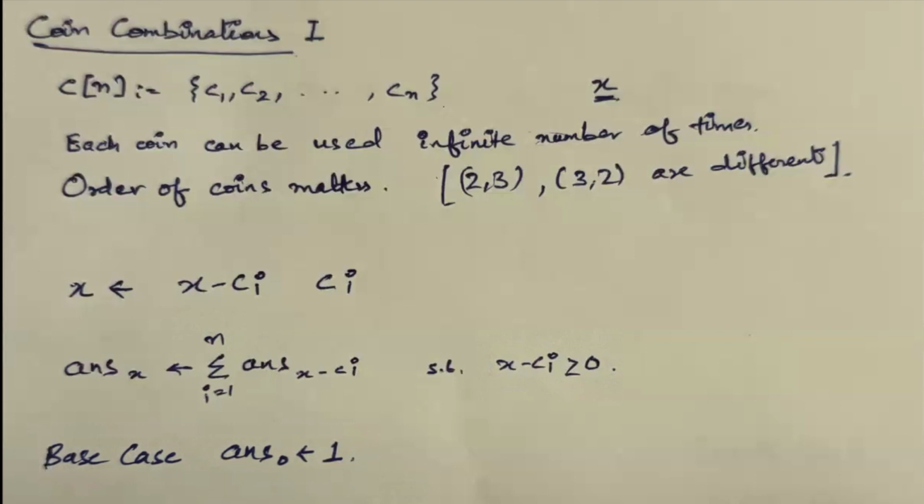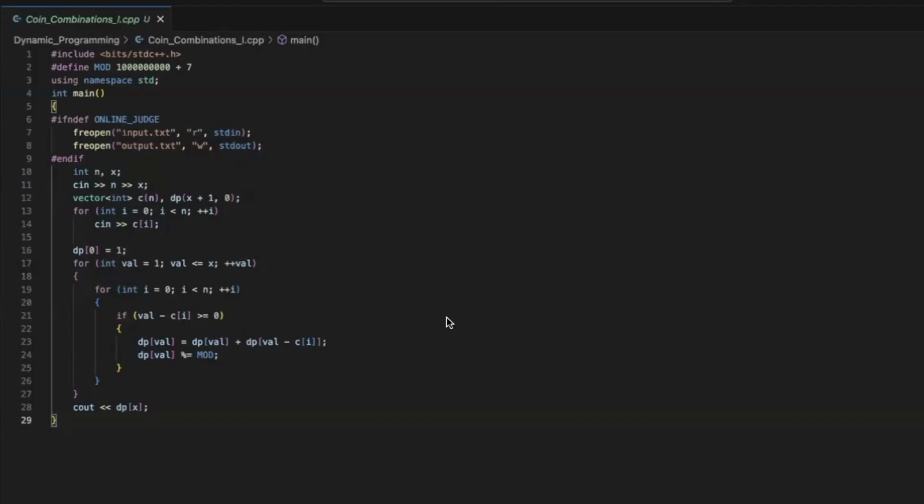Let's move on to the code and see how we'll code this. So here's the code. We are doing pretty much the same thing which we did in the earlier problems. We have an array of coins and a dp array to store the answer. Initially everything is 0. The number of ways to obtain a sum of 0 is 1.